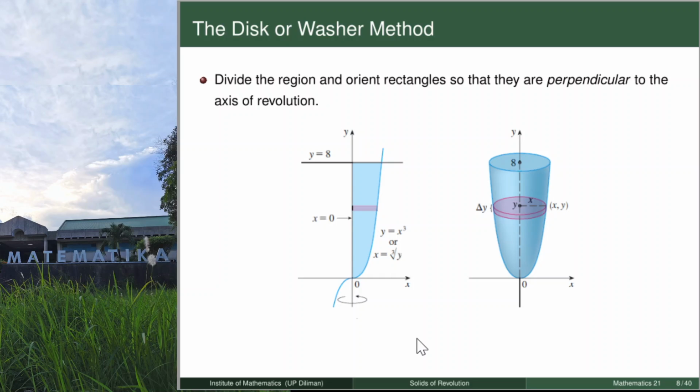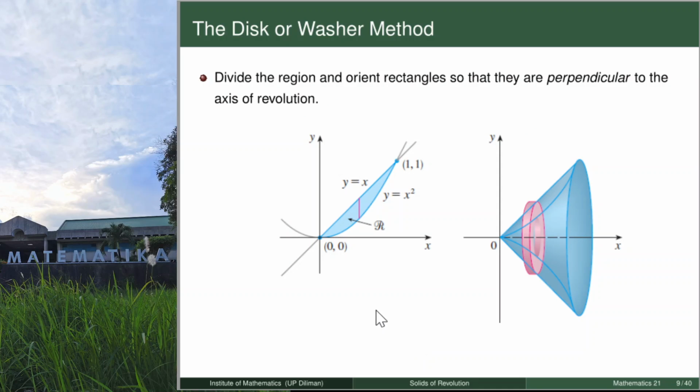For another example, consider this plane region where the axis of revolution is the x-axis. Then, imagine that this red line is a rectangle. If we revolve the rectangle about the x-axis, we will obtain this red solid, and this one is called a washer. Let us show a picture that will show the difference between a disk and a washer.